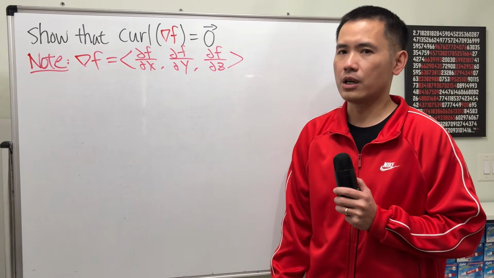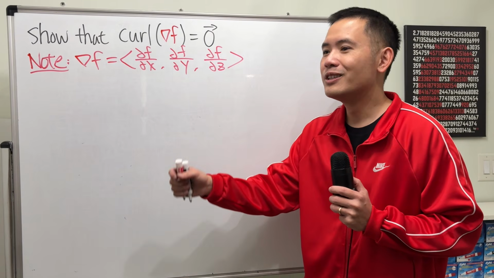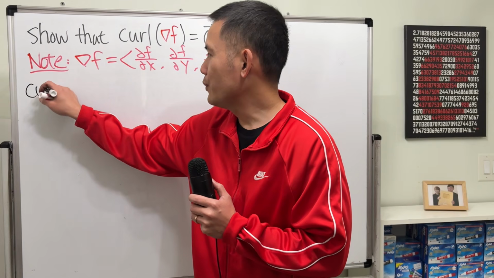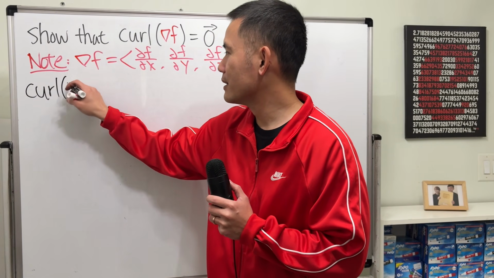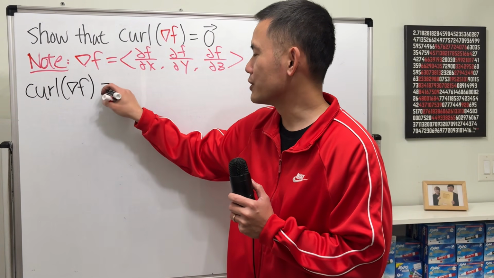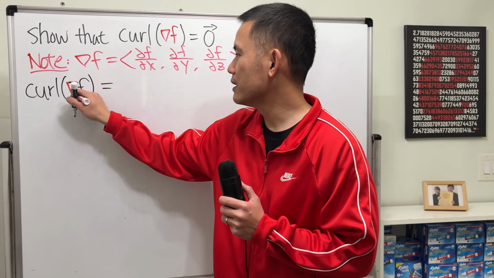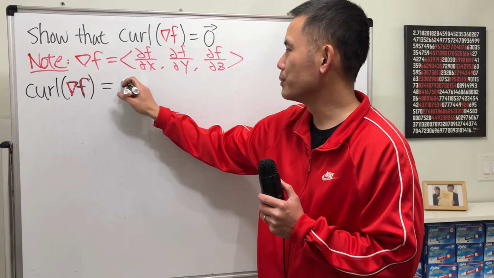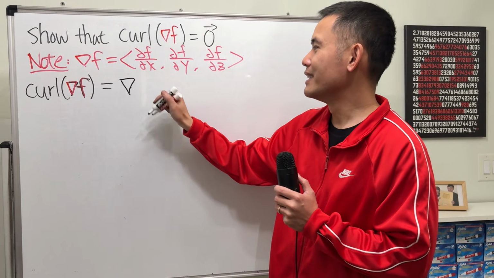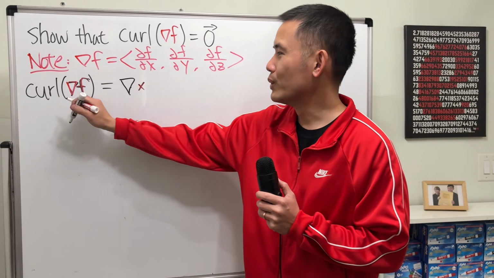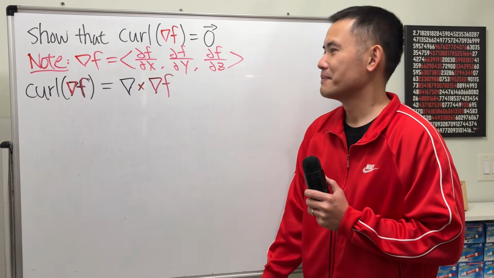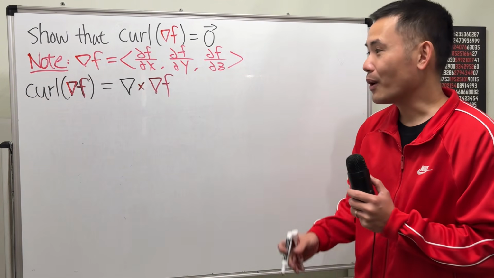But how do we do the curl? It's the del, and you do the cross product with this. So if we are looking at the curl of del of f, by definition, again, this right here is what we have for the input, but for the curl, it's always going to be another del, and then you do the cross product with whichever this is. So we have this thing right here. So how do we do it?